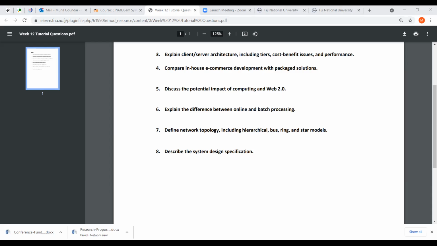Now, within this question, we are supposed to include tiers. So generally in a client-server architecture, there are 2-tier designs and 3-tier designs. So put down client-server tiers, and list down below it 2-tier design and 3-tier design.